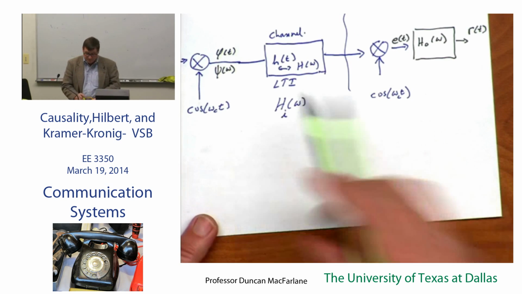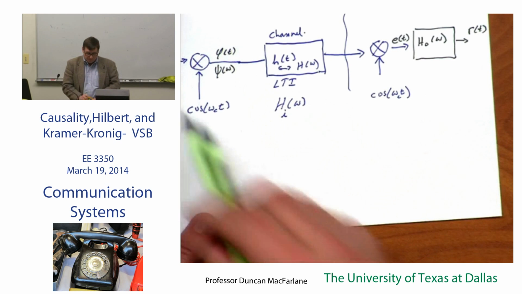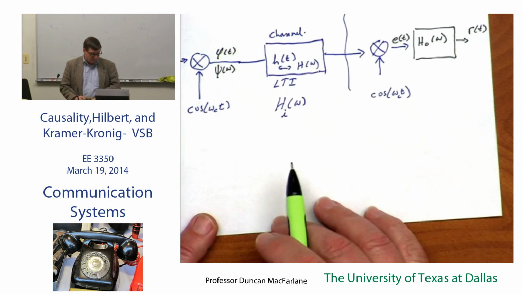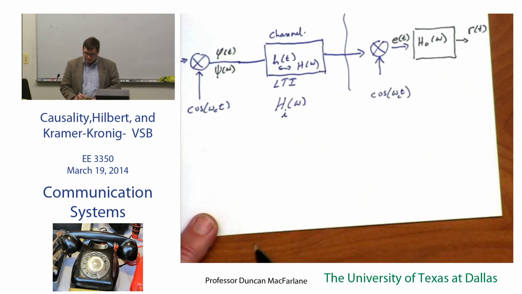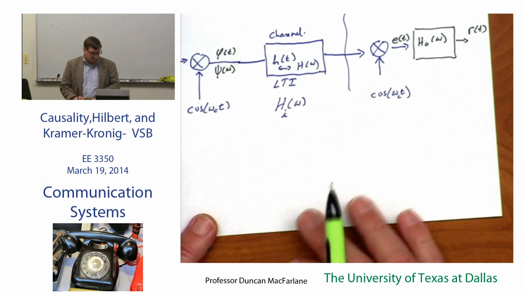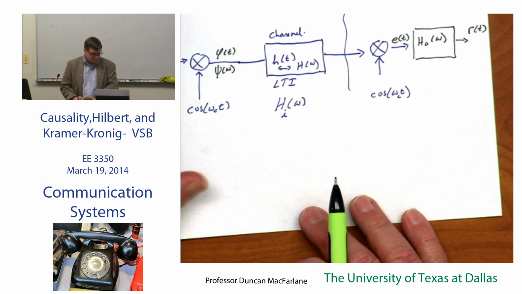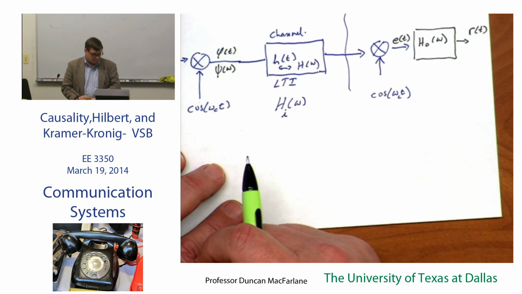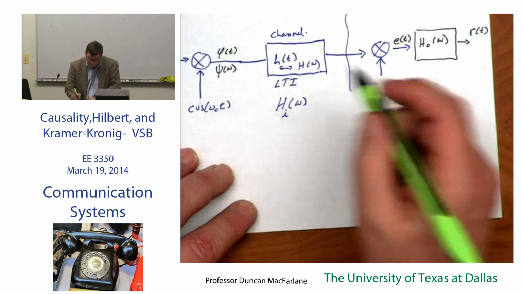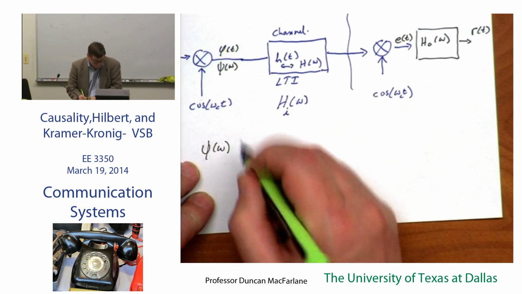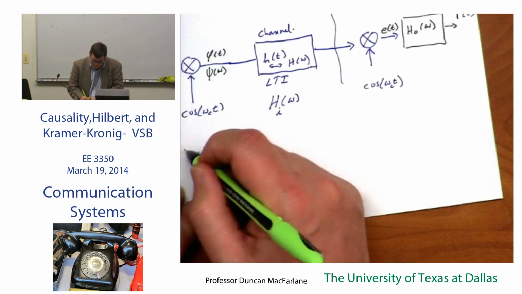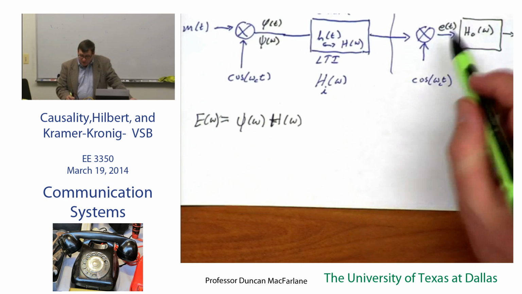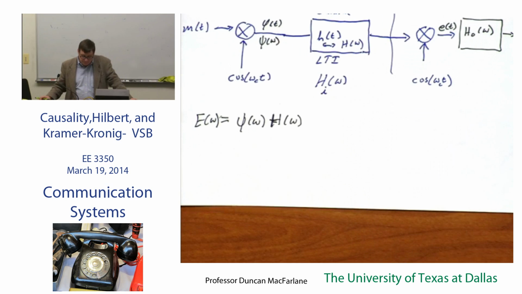So, let's see if we have this. I've launched my signal psi(t) here, which is m(t) cosine omega_c t. I have a frequency representation psi of omega. I go through my channel H of omega. And then I come back and I do my demodulation. And then I try to clean up my signal with H output of omega. From transfer function theory, I know that my E of omega signal here is going to equal psi of omega.